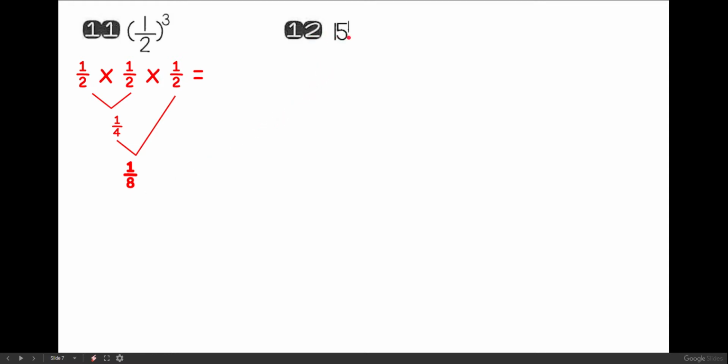And number 12, 15 to the power of 1, that is just 15, because that's all there is. There's only just the 15.